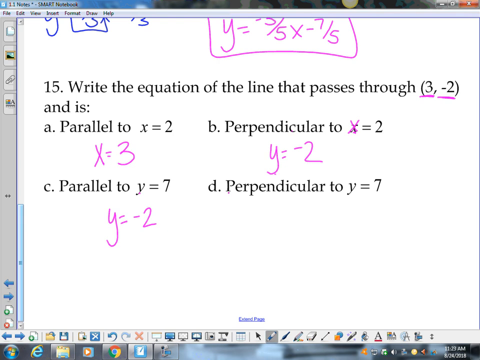Okay, perpendicular. Now he's y equals, which means he's a horizontal line. If I'm perpendicular to him, I'm going to be vertical. So I'm x equals, because that's the equation of all vertical lines. If I'm x equals, I'm x equals the x value of the point.